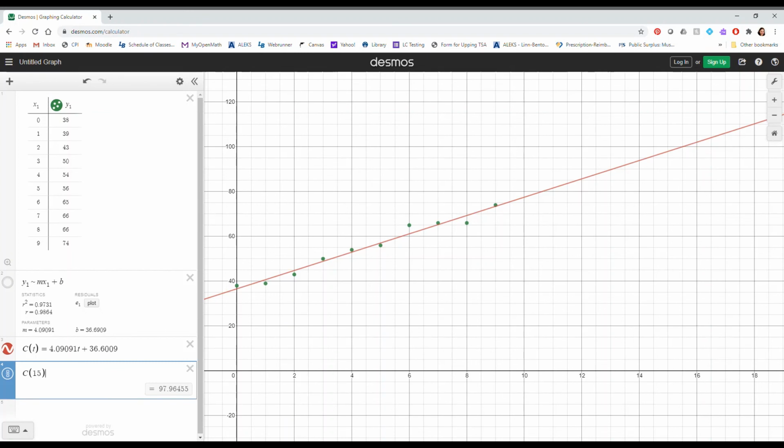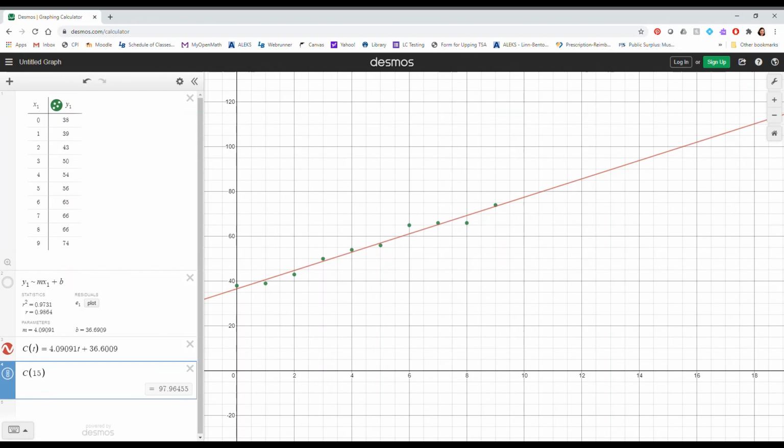How good was the prediction? Well, we predicted $97.96. That's pretty close. It's only $2, $3 off, something like that. So it's a pretty good match, pretty good prediction. From part H, did we do extrapolation or interpolation? Which one was it, extrapolation or interpolation? Well, remember, interpolation happens within your data set, okay? So it would have had to be between 0 and 9 to be interpolation. It was out here at 15, so that was extrapolation, outside of our data set.